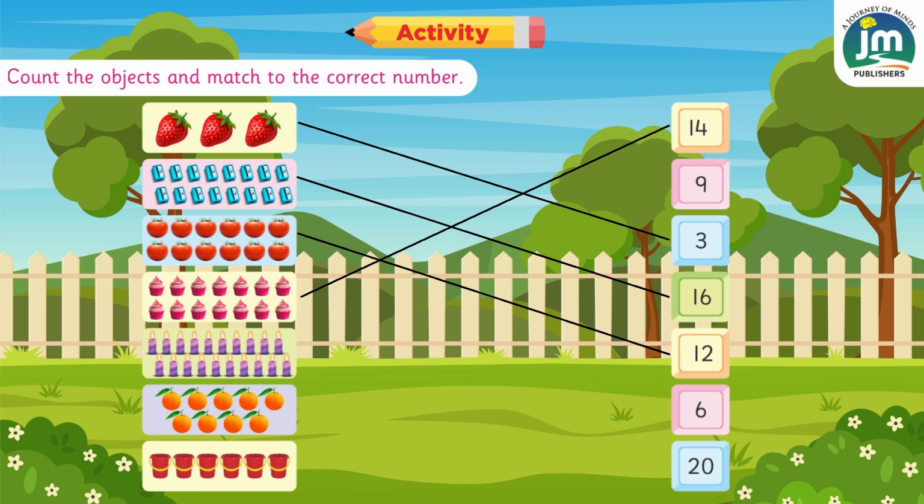Fifth picture is about candles. So let's count together with me. 1 2 3 4 5 6 7 8 9 10 11 12 13 14 15 16 17 18 19 and 20. So we match the number 20 with candles.